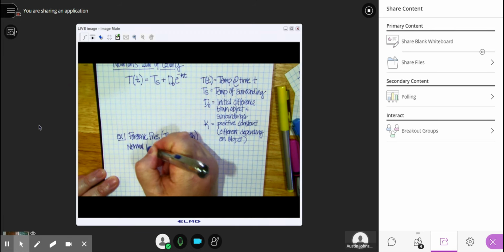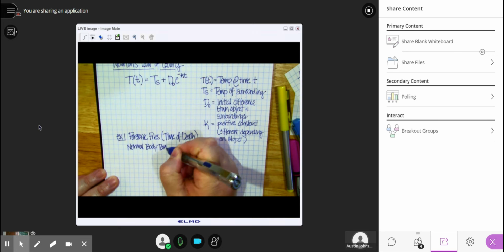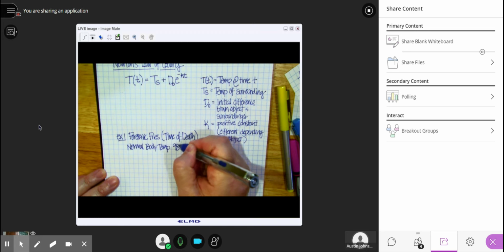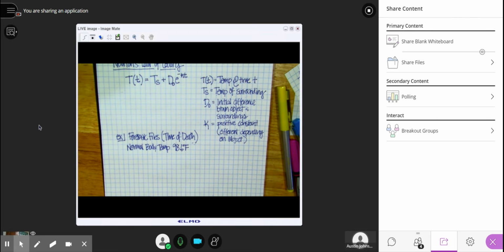The normal body temperature in Fahrenheit, Garrett, is 98.6 degrees. This is not true for everybody. Mine's 97.7. I know that through trial and error, but it is generally accepted to be 98.6 degrees Fahrenheit.